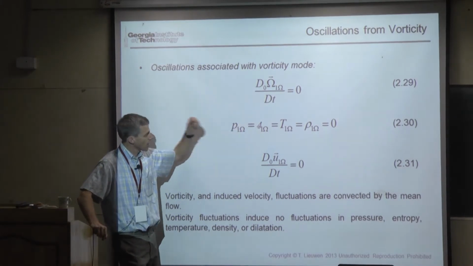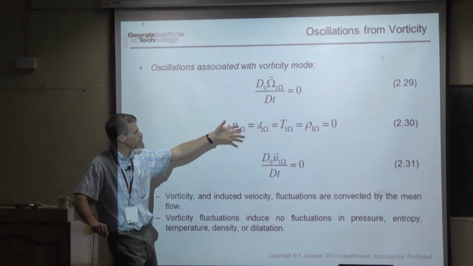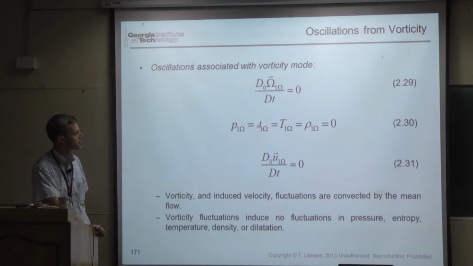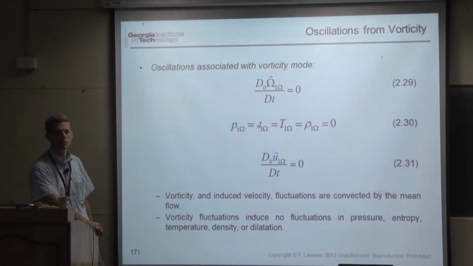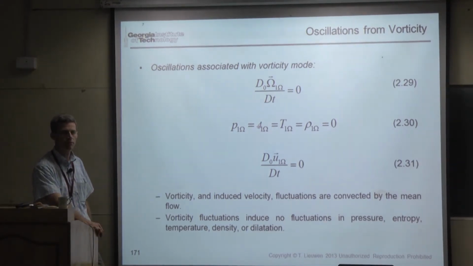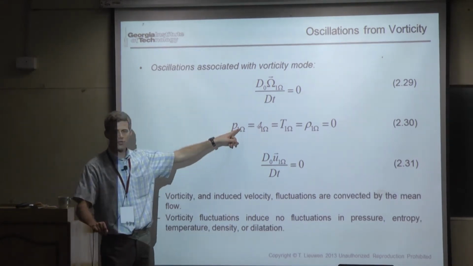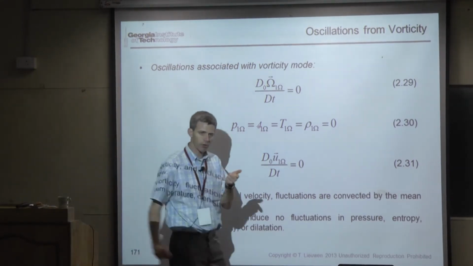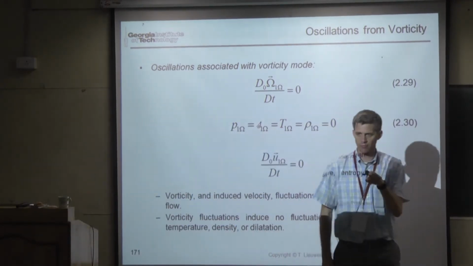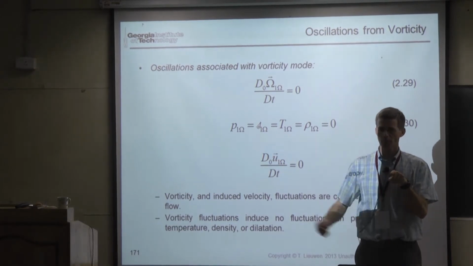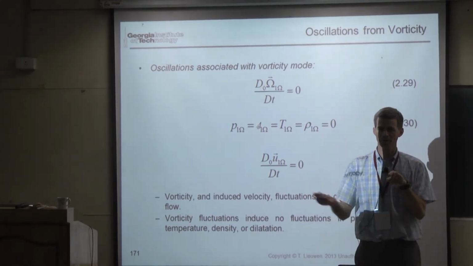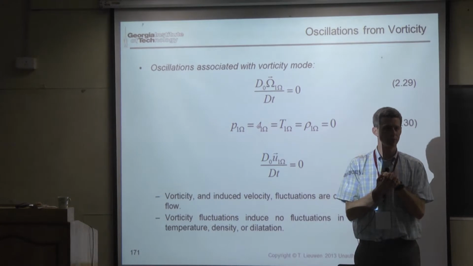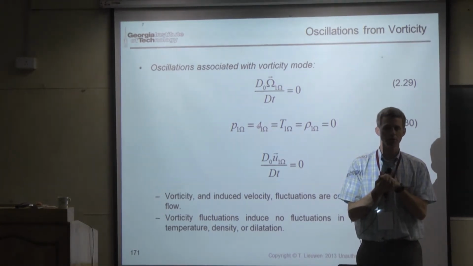This part is kind of interesting. Somebody interpret, what does this say? If P1 omega is equal to 0, what does that mean? The vortical mode induces 0 fluctuation in pressure, right? So if I'm measuring the pressure, I have a pressure probe right here, and vortical disturbances are convecting by me, I won't see them, right? To first order, the pressure fluctuation induced by that vortical disturbance is 0.